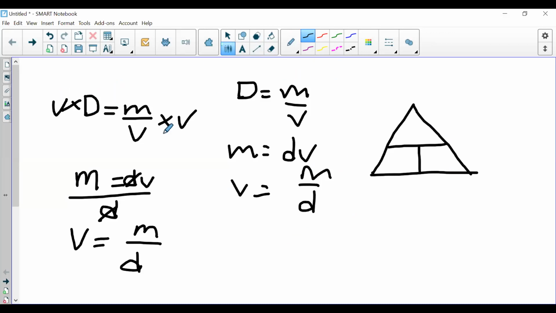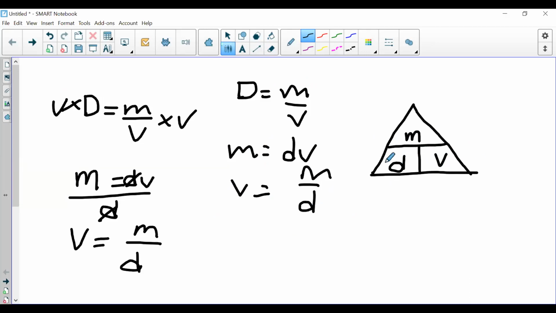So density is equal to mass over volume. So mass over volume, okay? And then if we look here at this equation, volume is equal to mass over density, all right? Mass over density. And then if we look at this equation, mass is equal to density multiplied by volume, all right? So this right here is the way your triangle is going to be set up.